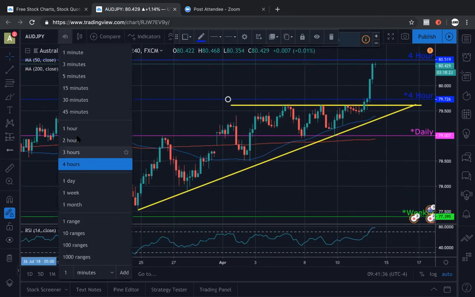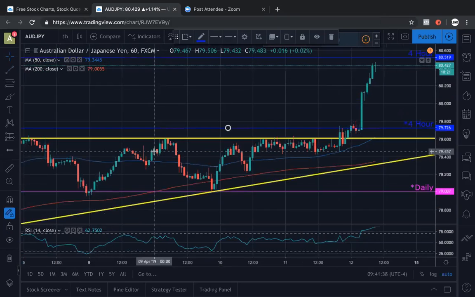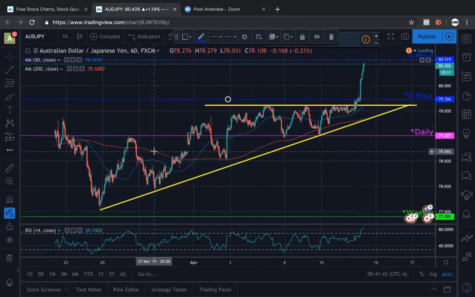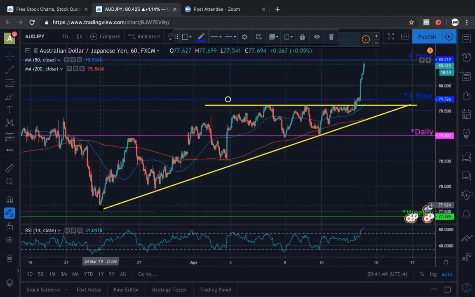We look at the hour time frame. The hour time frame is going to give you more data. So as you're looking at the prevailing trend, what do we see? We see the higher lows. We see the higher highs.